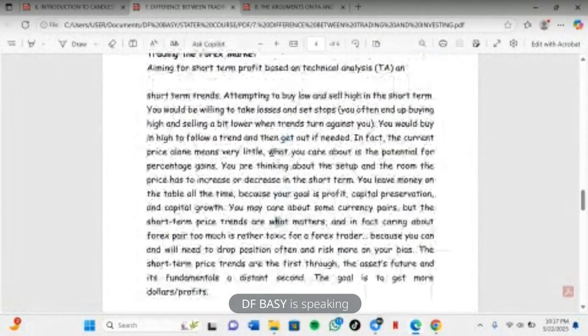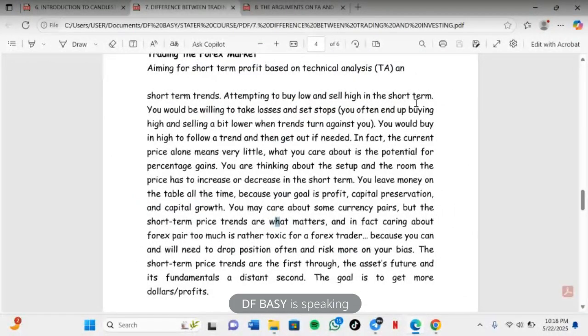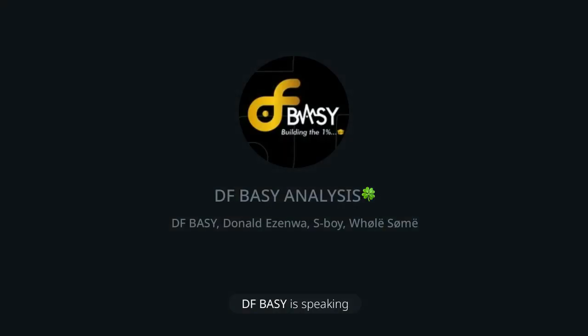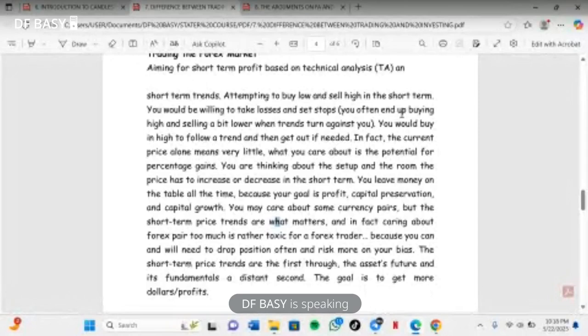But let me read it out, sure. Attempting to buy low and sell high in a short term, you would be willing to take losses or set stops. You often end up buying high and selling a bit lower when it tends to turn against you. You will buy high and follow the trend, then get out if you need.